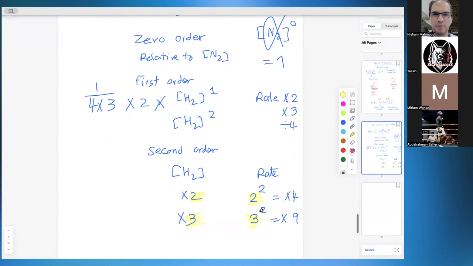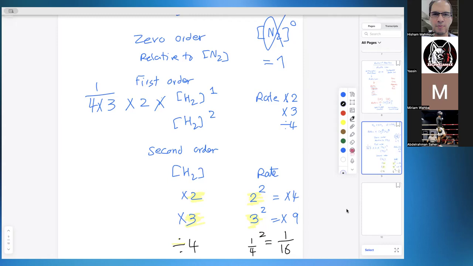It is 9. Okay, so I divided the concentration by 4. So 1 over 4 to the power of 2. What is 1 over 4 to the power of 2? Calculators out. It means 1 over 16. Very good. So the rate of the reaction will be divided by 16.